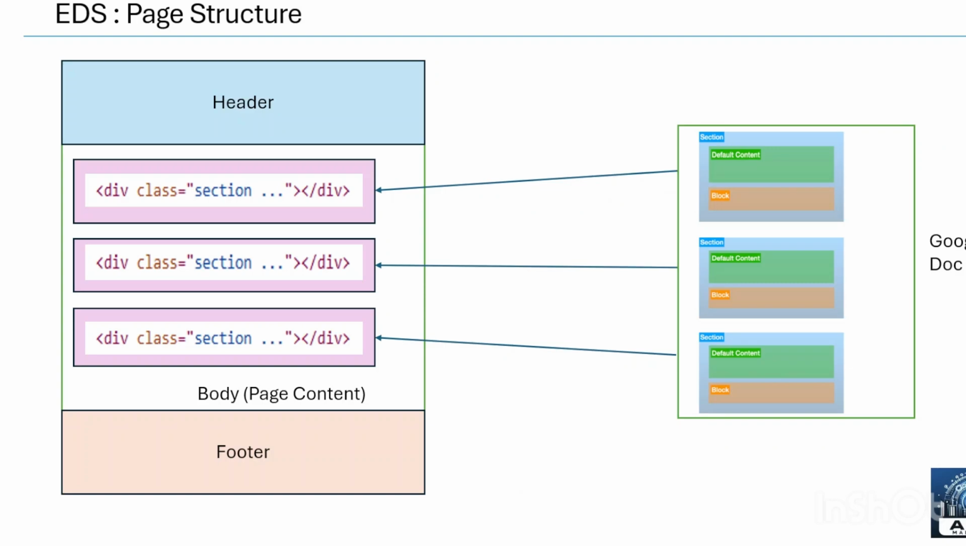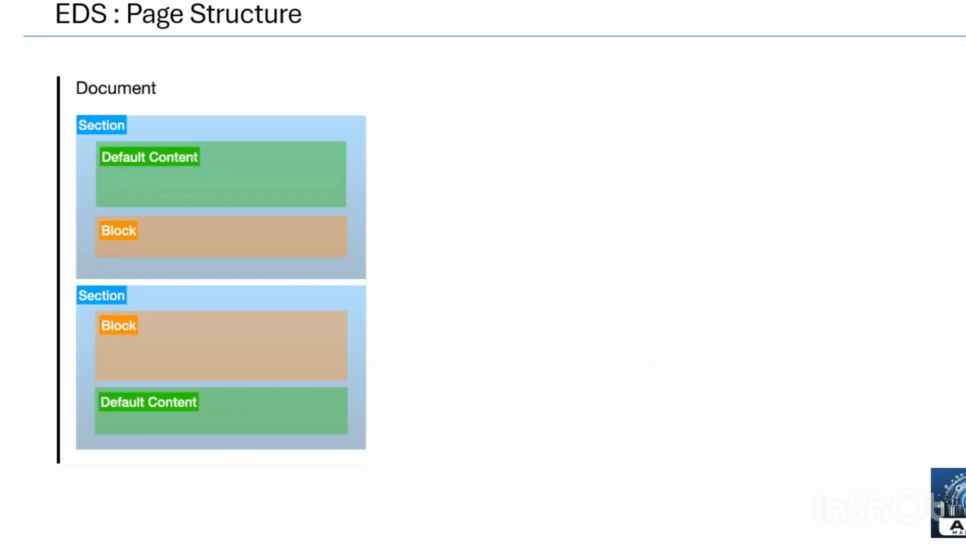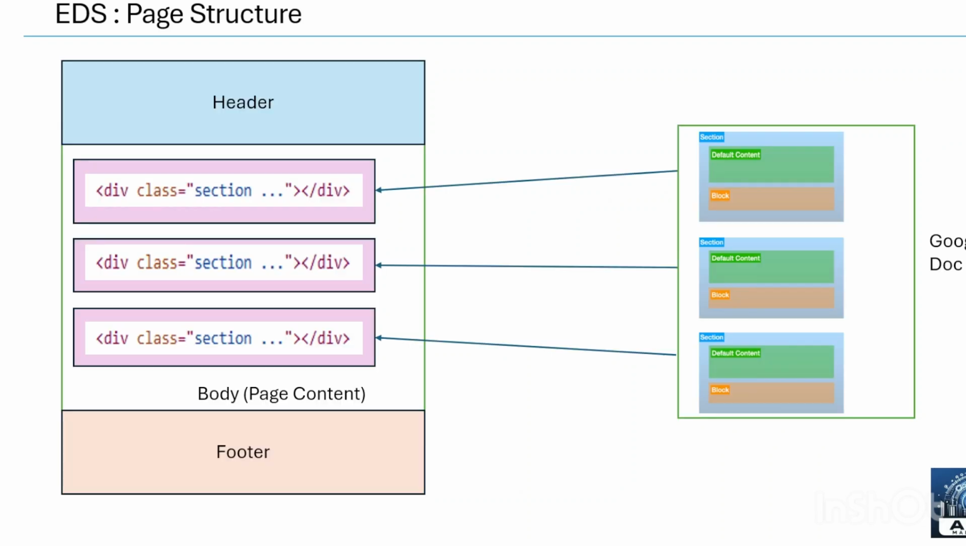So what is default content or what is a block? As I mentioned, each document can have multiple sections, and each section can have multiple default contents or multiple blocks, and they can come in any order. In the image we have seen, there are three sections, and in each section there is one default content and one block, but it can have multiple blocks as well as multiple default contents, and their order also can change, so there's no restriction on that.